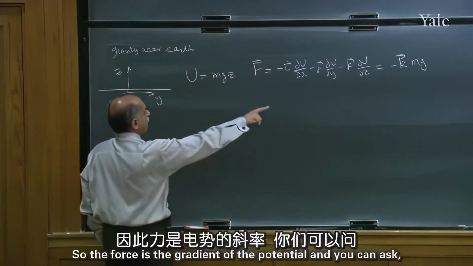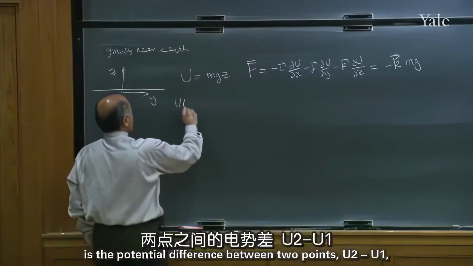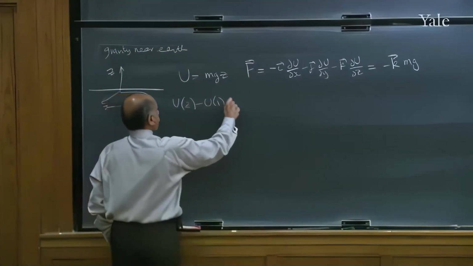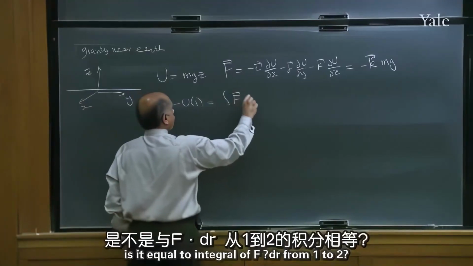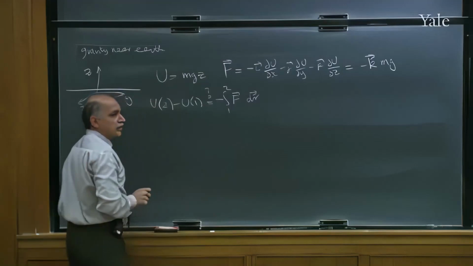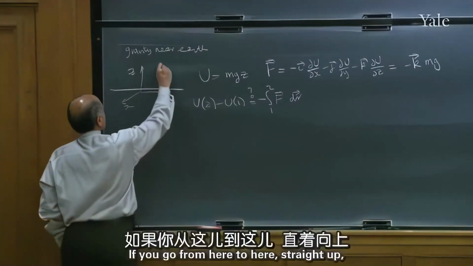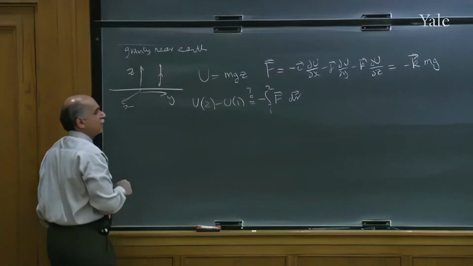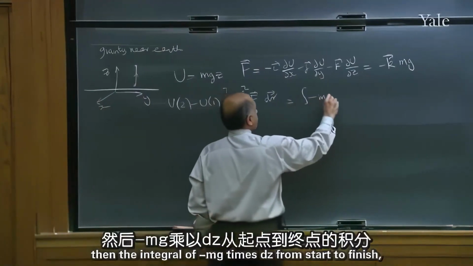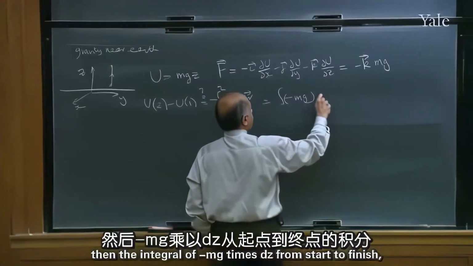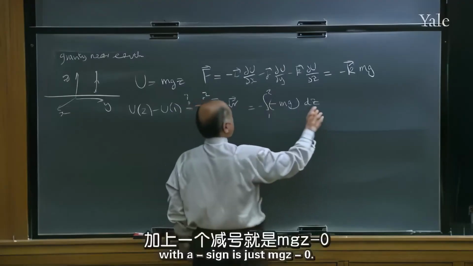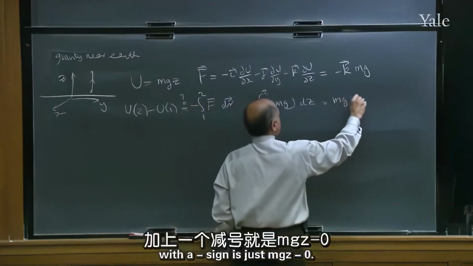So the force is the gradient of the potential, and you can ask, is the potential difference between 2 points, u2 minus u1, equal to the integral of F dot dr from 1 to 2? You can easily check that if you go straight up, then the integral of minus mg times dz from start to finish, with a minus sign, is just mgz minus 0.